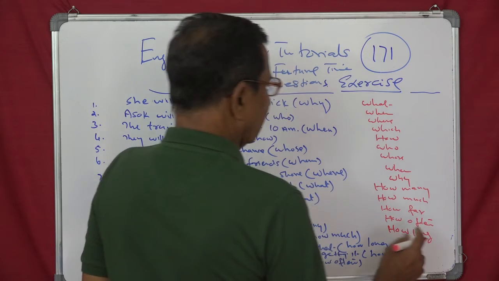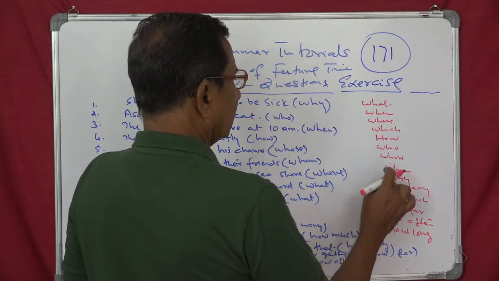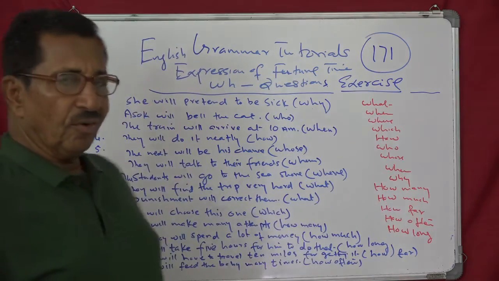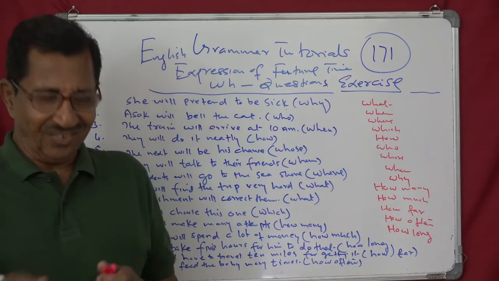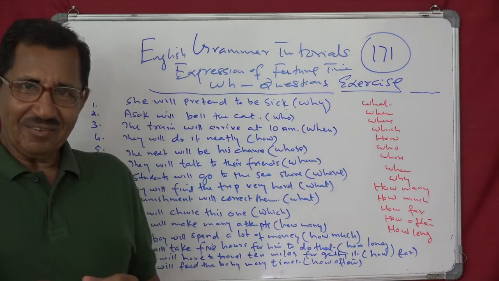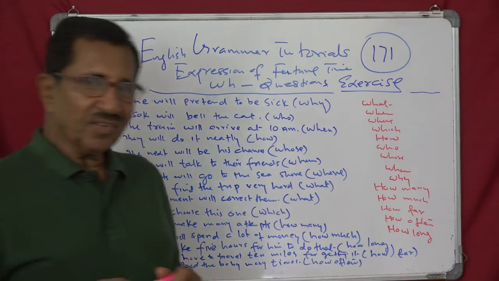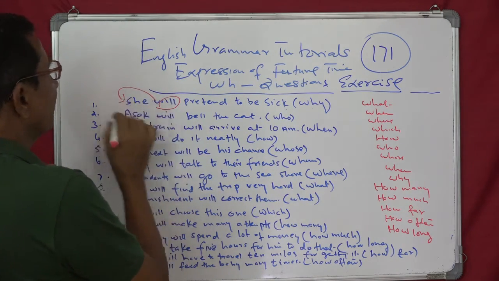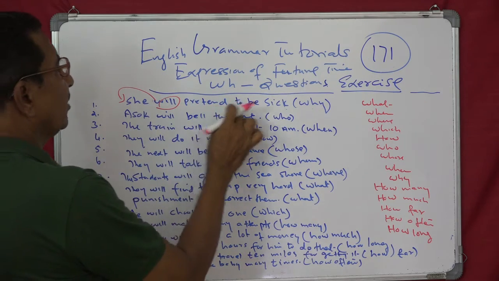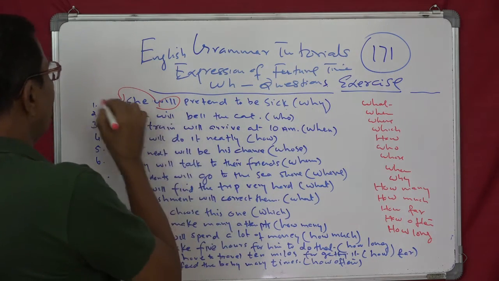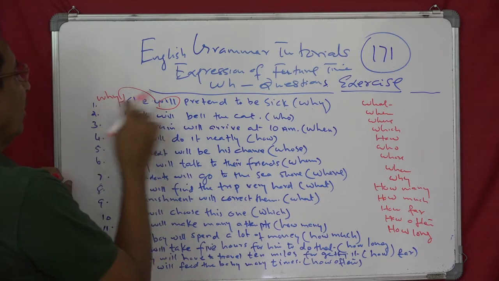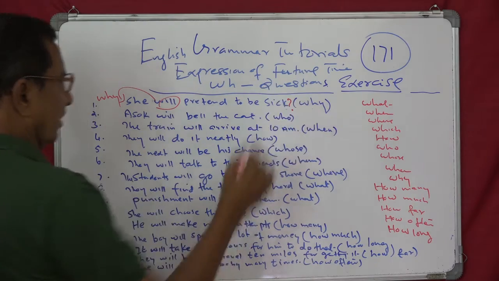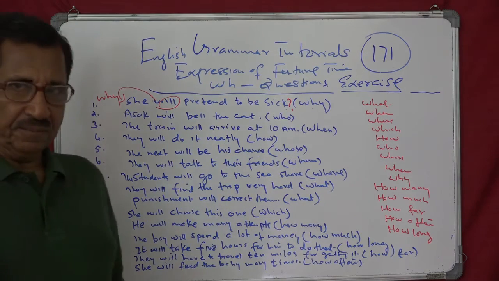So these are the question words: 1, 2, 3, 4, 5, 6, 7, 8, 9, 10, 11, 12, 13, 14. So all the question words we have used. Is that clear? Yes? So what you have to do is, as I already told you, will she pretend to be sick? Then why? Why will she pretend to be sick? Question mark. So that is how it is done.